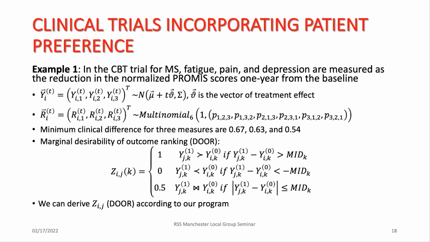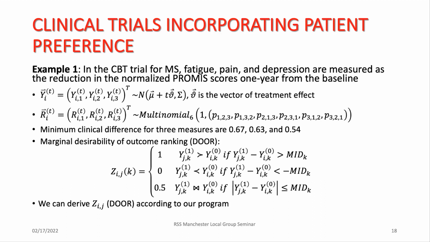So back to our CBT trial, which we proposed here, we assume these variables are normalized and follow the standardized score. So they follow the normal distribution, a multivariate normal distribution. And for the ranking, because there are 3 outcomes: fatigue, pain, and depression, we get a 6-dimensional multinomial distribution.